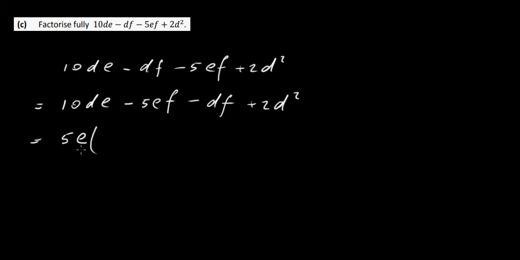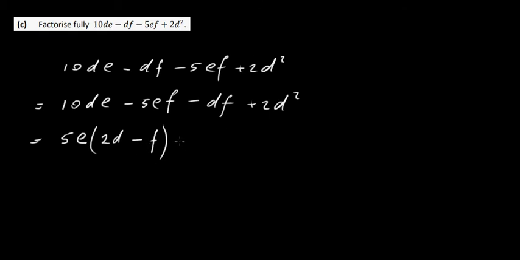So let's see, what do we need to do to this 5E to give us 10DE? Well, we need to multiply by 2D. 5 times 2 will give us 10, and E times D will give us DE. Now we need a minus here because this is plus. Plus times minus will give us minus. 5 times 1 will give us 5. We have an E here, so really all we've got to do with this is multiply it by minus F.